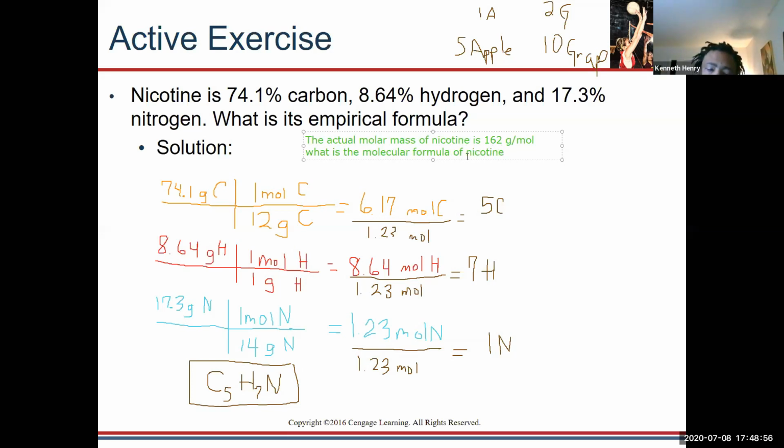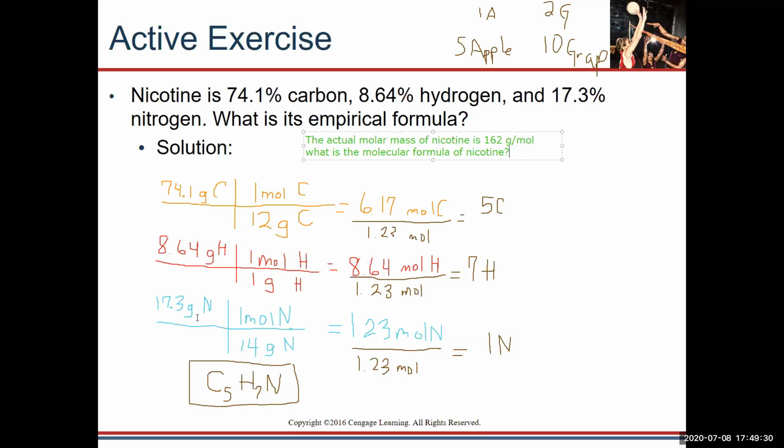Okay, so if I give you the actual molar mass, we can calculate the molecular formula, because in that case, all we need to do is figure out the relationship of the empirical molar mass to the actual molar mass, and they should be proportional to each other, right? Okay, so for instance, what is the molar mass of the empirical formula of nicotine?